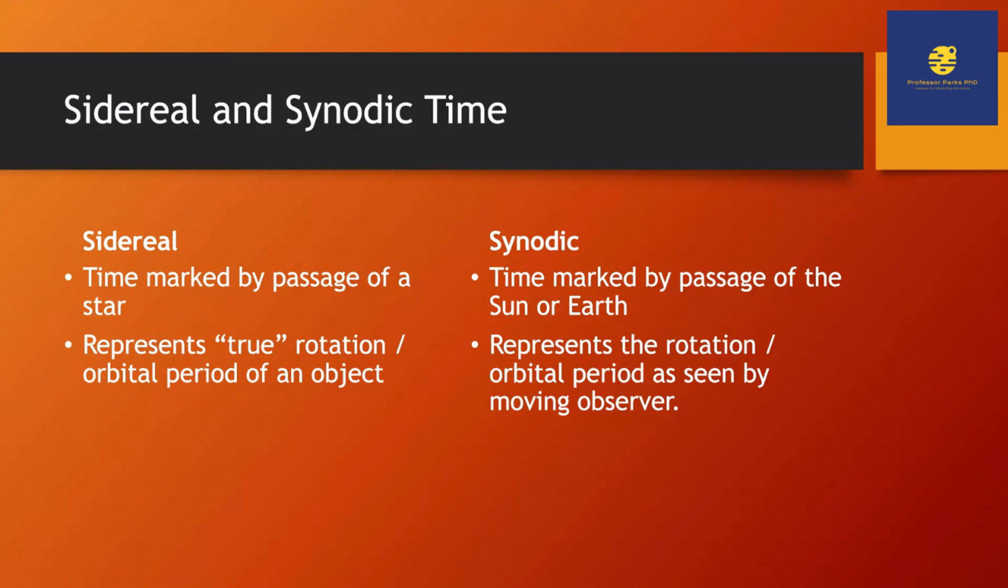Synodic time is time marked out by the passage of the sun or the Earth, depending on where you're located. If you're on the Earth, then the synodic time is taken of an object in relation to the sun. If you're on the sun, then it's taken in relation to the Earth. And so these times correspond to rotations and revolutions that are observed from Earth. What we see to be the change, or the period of time that the moon goes through its phases, would be its synodic period.